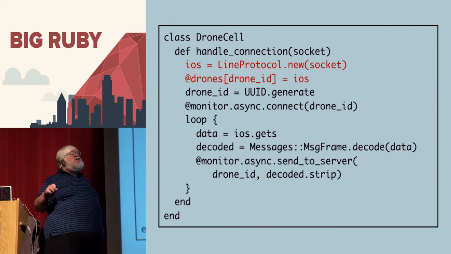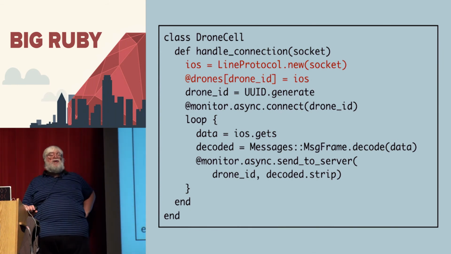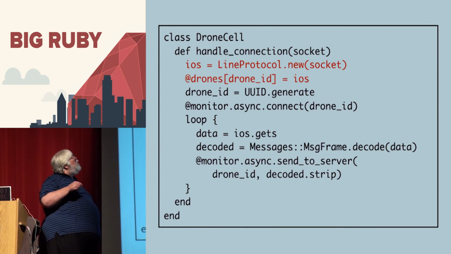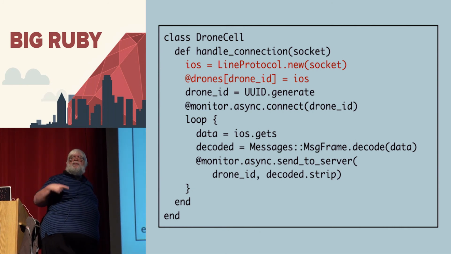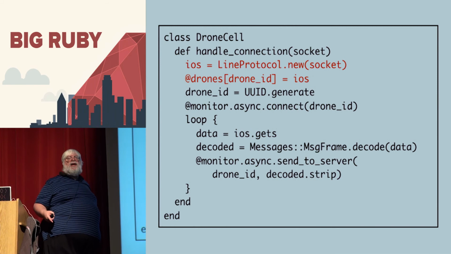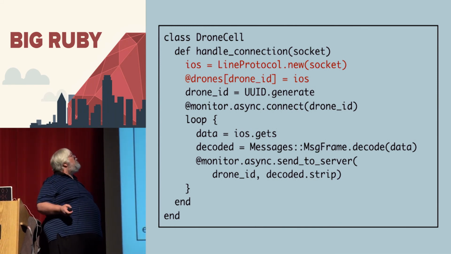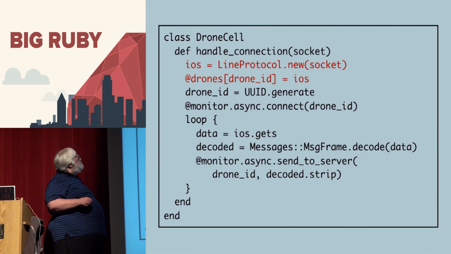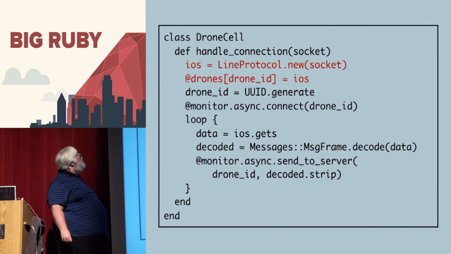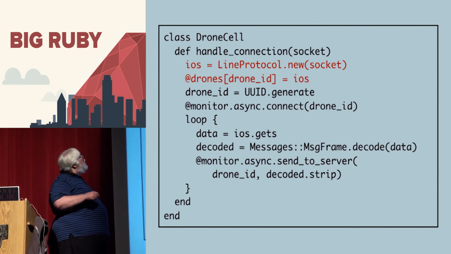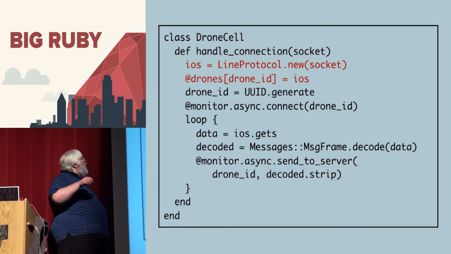And here's handle connection. This is how we handle an incoming connection. We'll get a socket. We're going to wrap the socket in a line protocol because we want to read it line by line. And sockets don't have a nice line-by-line interface for it, so we write a little wrapper around it to provide that to us. We'll call that IO. We'll remember the IO object in our array of drones, and remember this is an internal object. It's no longer a global one. We'll generate our UUID. We will tell the monitor that we're connected to it. This sends the connect message. We then go into an infinite loop to handle data from the drone. Read a line of data, decode it, send it to the monitor, loop back.